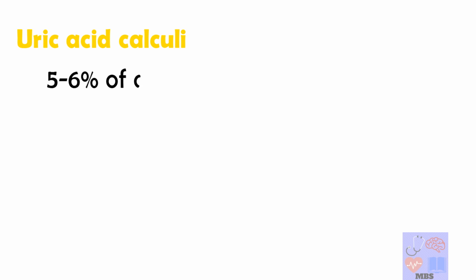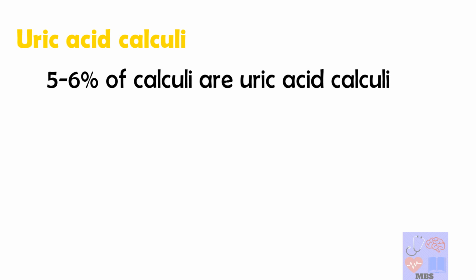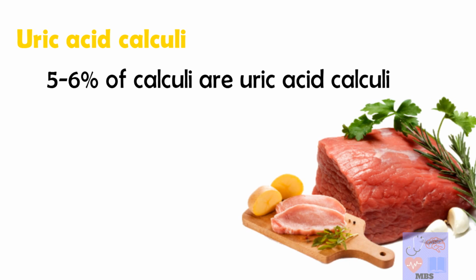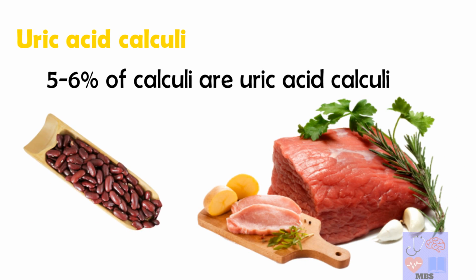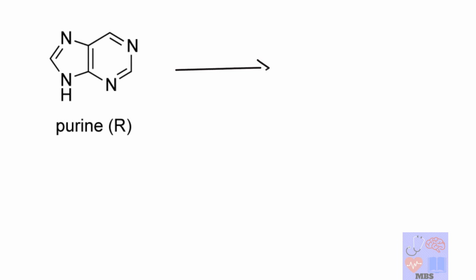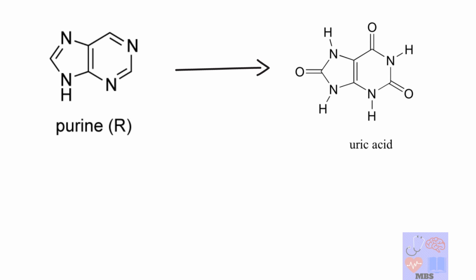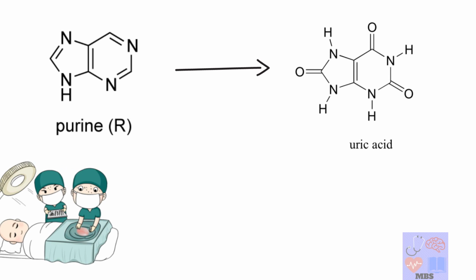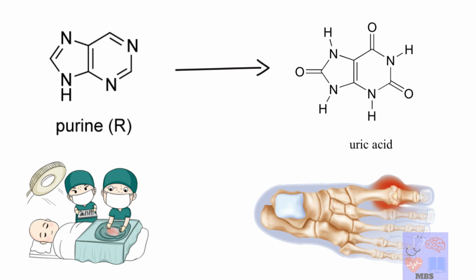Next is uric acid calculi. 5-6% of the calculi are uric acid calculi. It is because of high protein diet, like meat and legumes, that contain purine. And purine gets converted into uric acid after metabolism. Even a patient receiving chemotherapy or a patient with gout can have uric acid calculi.